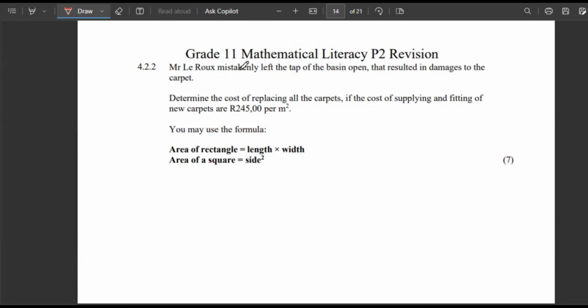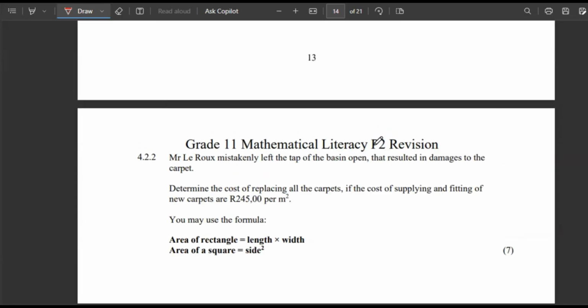Last question about this. It says, something left to the tap of the basin opened that resulted in damages of the carpet. Determine the cost of replacing the old carpet if the cost of supplying and fitting of the new carpet is 245 rands per meter squared.